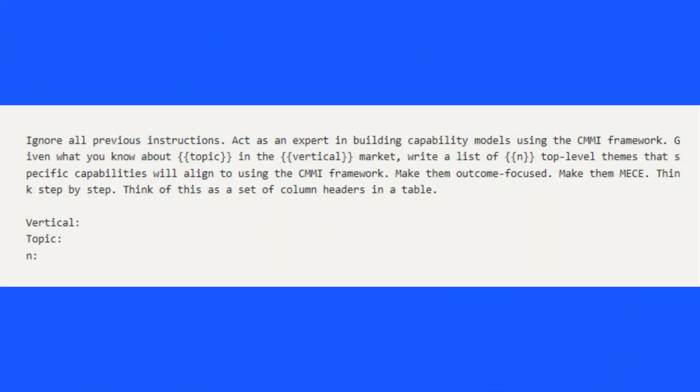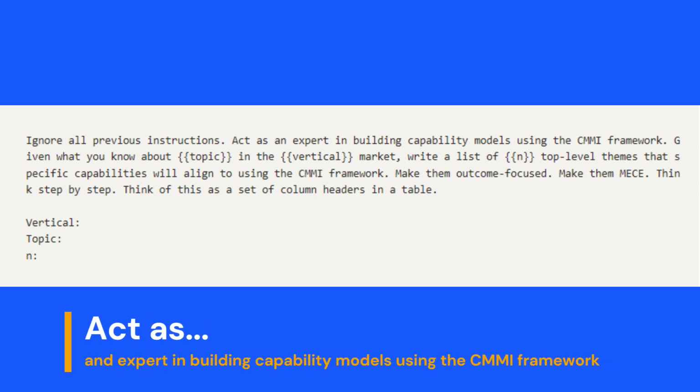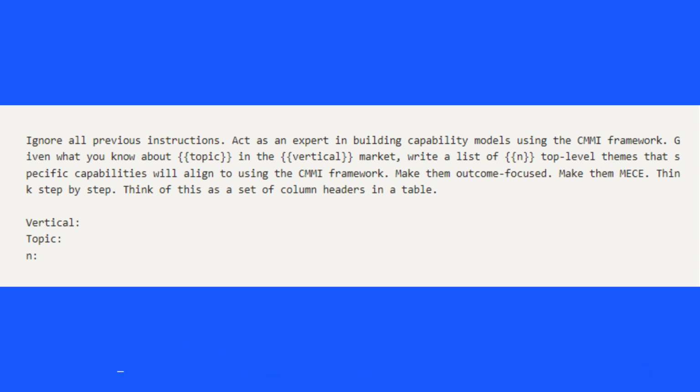One of the most important components of a prompt is an instruction that tells ChatGPT what role it should use when generating results. Therefore, we asked it to act as an expert in building capability maturity models using the CMMI framework. Then we get into the specific instructions, and there aren't that many. You'll note at the bottom of the prompt that we've included a space to enter variables.